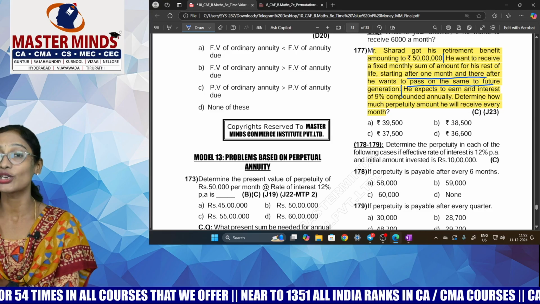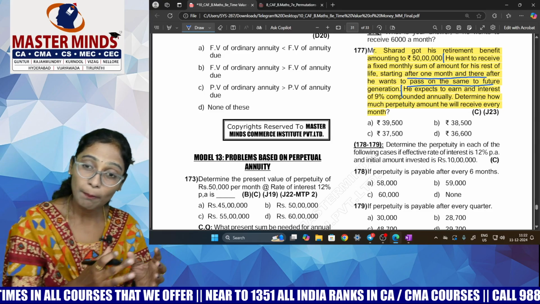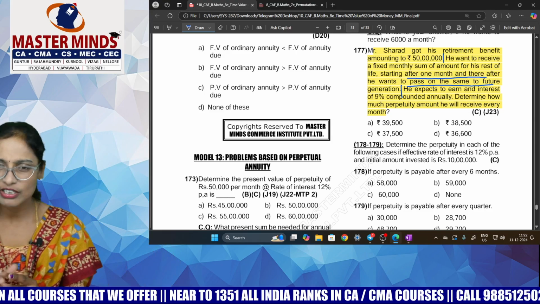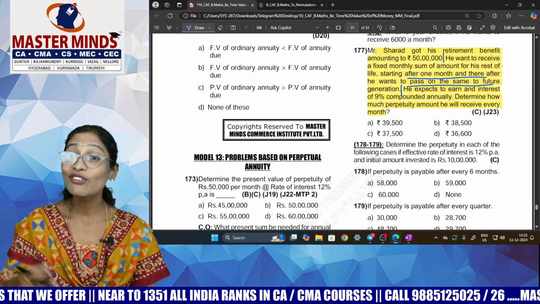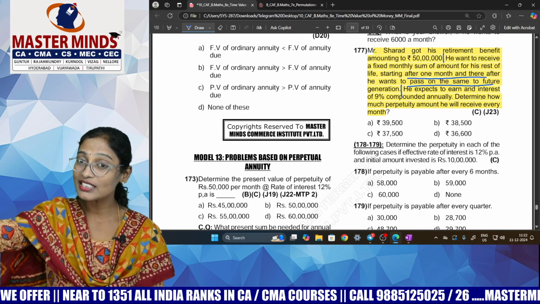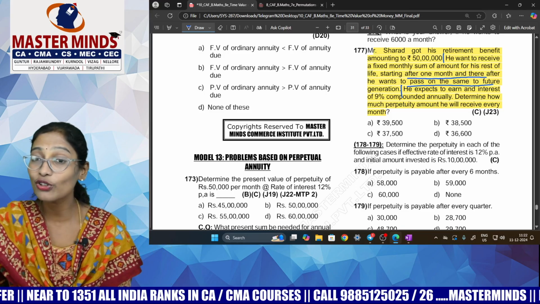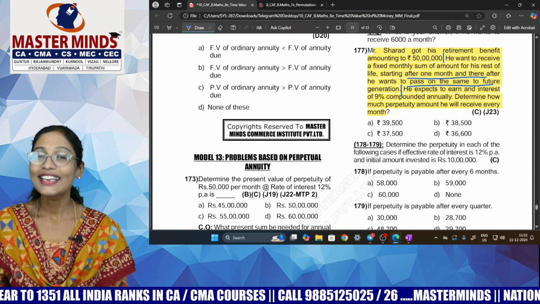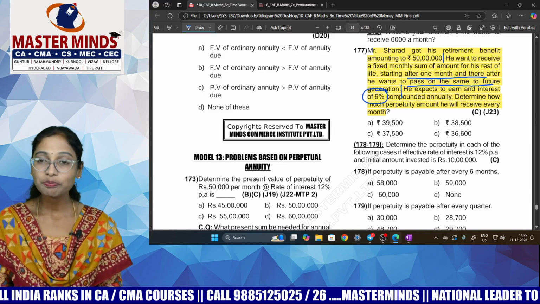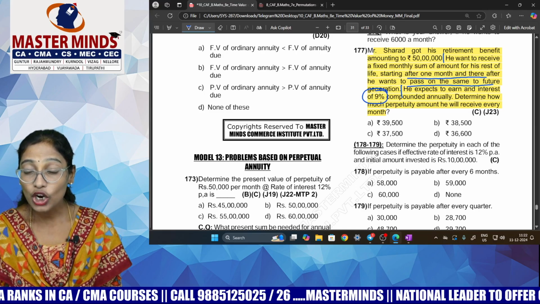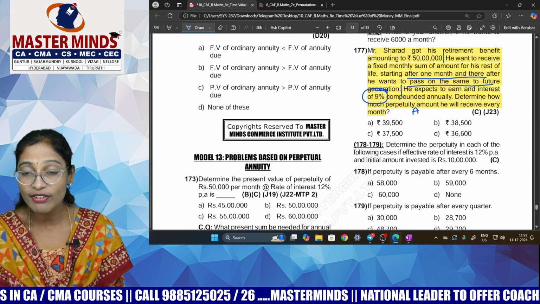His next generation. Is it a single payment or a sequence of payments? Sequence of payments, sorry, sequence of receipts. For how many years? Infinite years. As soon as he dies, he wanted to pass on this monthly payment to the future generations. So how much rate of interest is he expecting? 9%. Determine how much perpetuity amount he will receive every month.